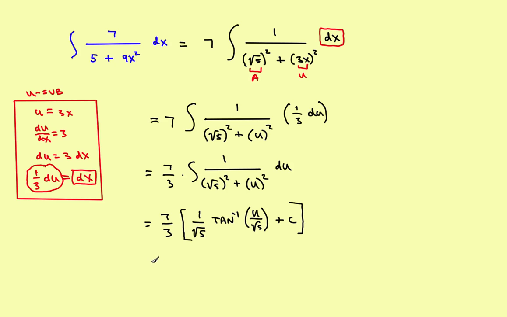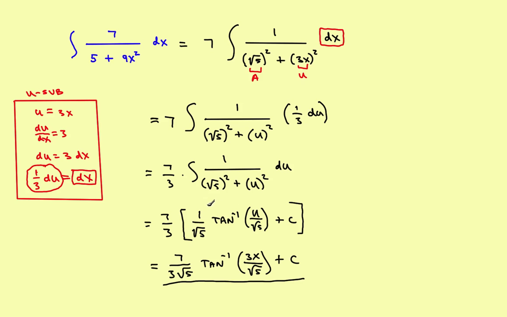And again, you're one step away from being finished, and the last step is always change the u back into what it's equal to. So this will wind up being 7 divided by 3 times the square root of 5 times the inverse tangent of, and in place of u, put what u is equal to. So 3x over square root of 5, and then tack on the plus c, and you are done. So again, it's just a matter of getting it in the right form. You needed to have it in the form 1 over something squared plus something squared so that it would agree with the tangent formula.